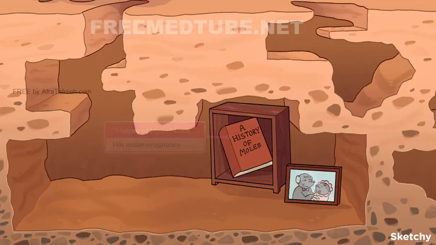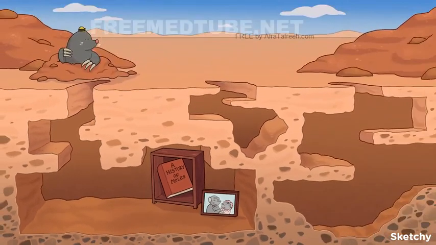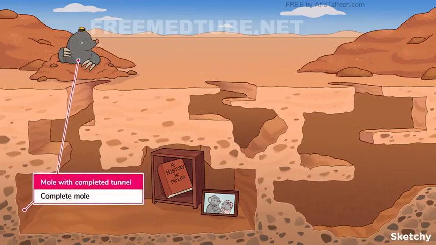book in this mole den, and extremes of age, symbolized by this very old and very young mole in this family portrait. In terms of types of molar pregnancies, there are two types: complete and incomplete. We'll go over complete moles first, symbolized by this mole who has completed their tunnel.